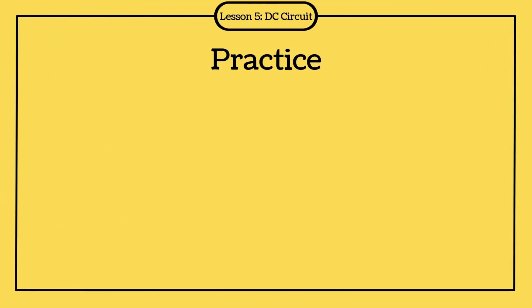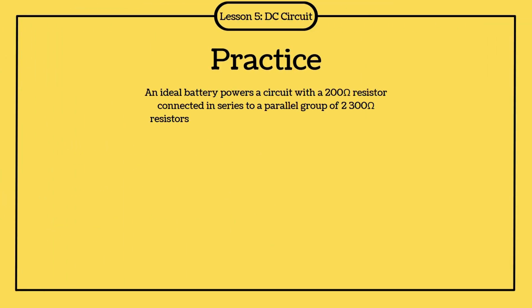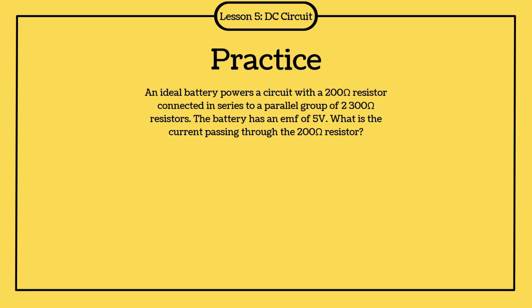Let's look at that in practice. An ideal battery powers a circuit with a 200 ohm resistor, connected in series to a parallel group of two 300 ohm resistors. The battery has an EMF of 5 volts. What is the current passing through the 200 ohm resistor?